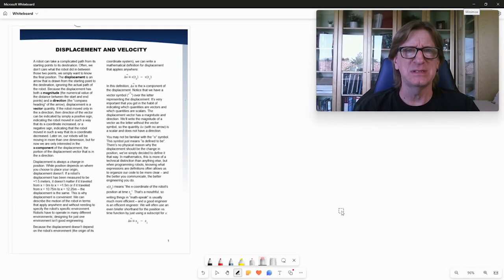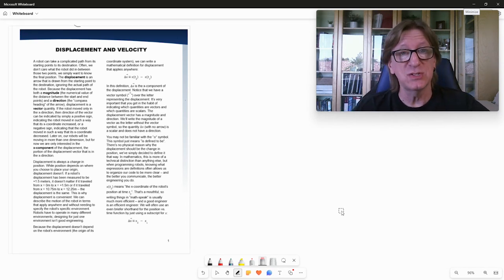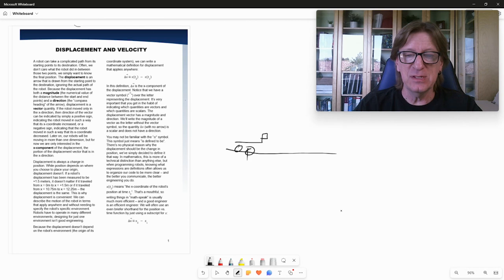You know, well, Dr. K, what's the difference between those? And it's true that if you are actually just moving in a straight line, there is no difference. So let me bring up my pen here so we can take a picture. So let's say that this is my ground and this is my robot right here, right? And if he starts here and ends here, and let's say that this is at 1 meter and this is at 5 meters.